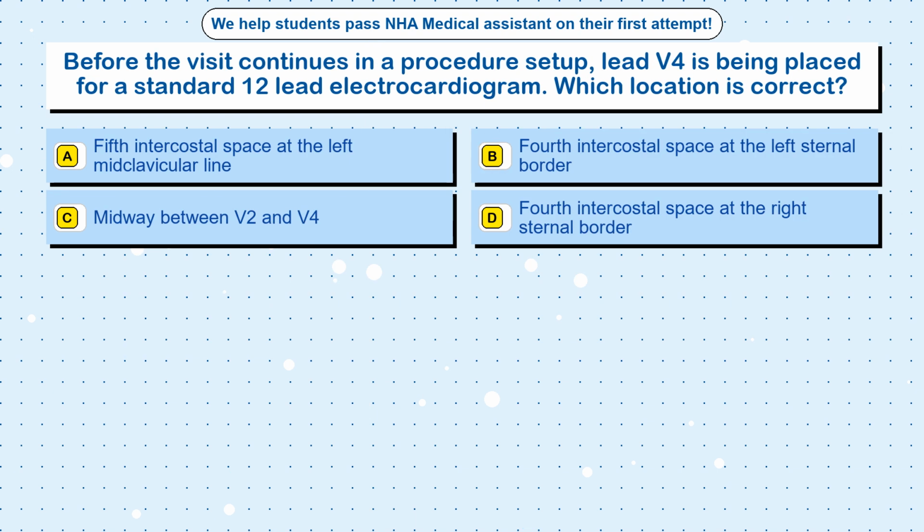Question 61. Before the visit continues in a procedure setup, lead V4 is being placed for a standard 12-lead electrocardiogram. Which location is correct? Option A. 5th intercostal space at the left midclavicular line. Option B. 4th intercostal space at the left sternal border. Option C. Midway between V2 and V4. Option D. 4th intercostal space at the right sternal border.